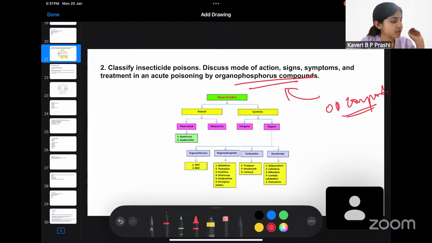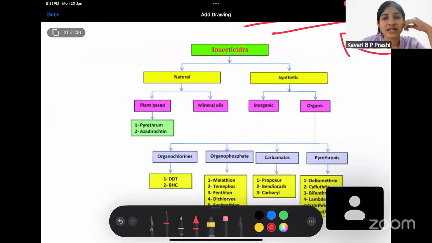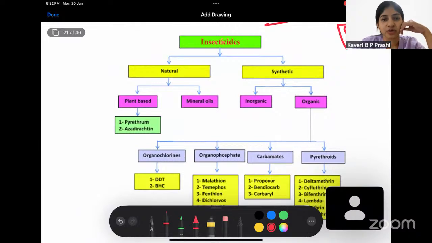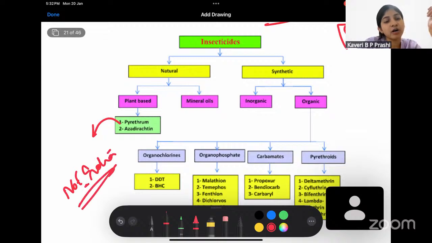Okay. Now, coming to the classification of insecticides. In insecticides, you have two types. Number one is natural and number two is synthetic. Under natural, again, you have two types. Number one is plant-based, then you have mineral oils. So what are the plant-based insecticides? Pyrethrum and azadirachtin. So these are the plant-based. This pyrethrum is not an Indian brand. It is brought to India from somewhere else, and now it is being used as an insecticide.